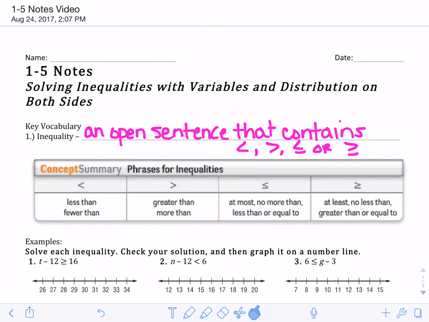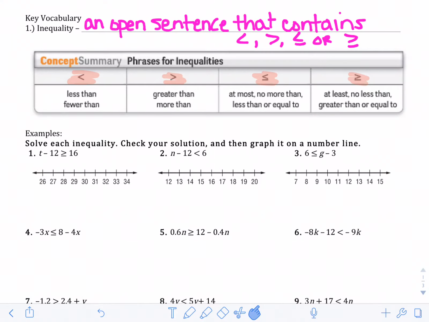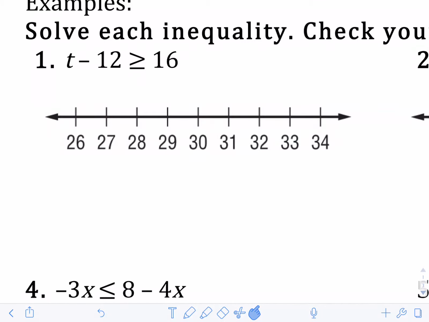Alright, so here's your less than symbol, which stands for less than, fewer than. Here's your greater than symbol, greater than, more than, less than or equal to, greater than or equal to. Okay, so all we're doing today is solving inequalities, and we are going to check it on a number line for the first few. So here we're going to start with number 1.